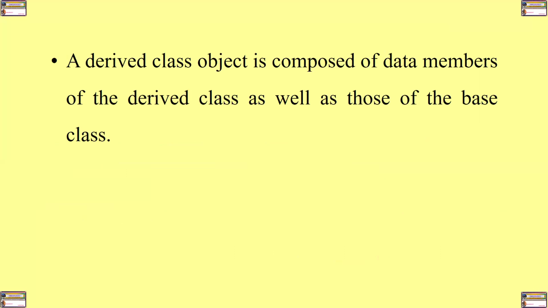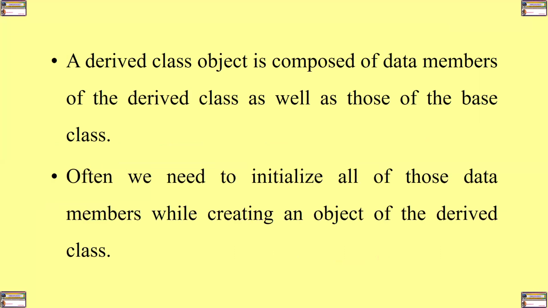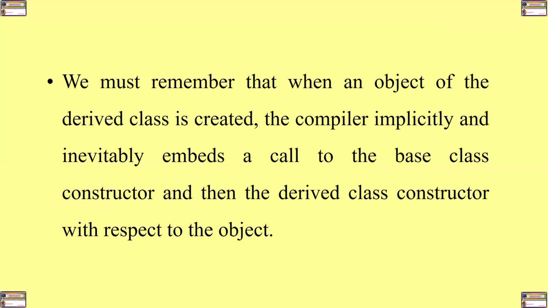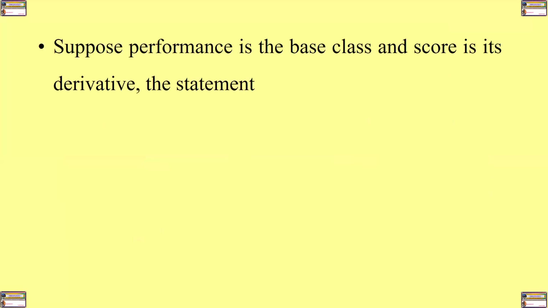A derived class object is composed of data members of the derived class as well as those of the base class, just as we have seen in the previous presentations in this series. Often, we need to initialize all of those data members while creating an object of the derived class. We must remember that when an object of the derived class is created, the compiler implicitly and inevitably embeds a call to the base class constructor and then the derived class constructor with respect to the object.